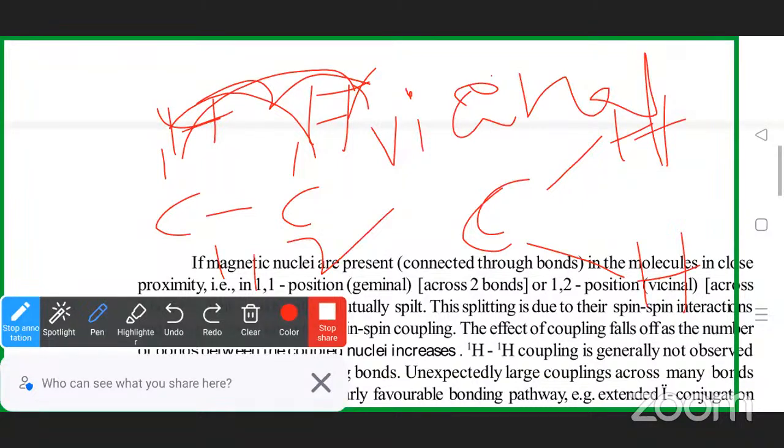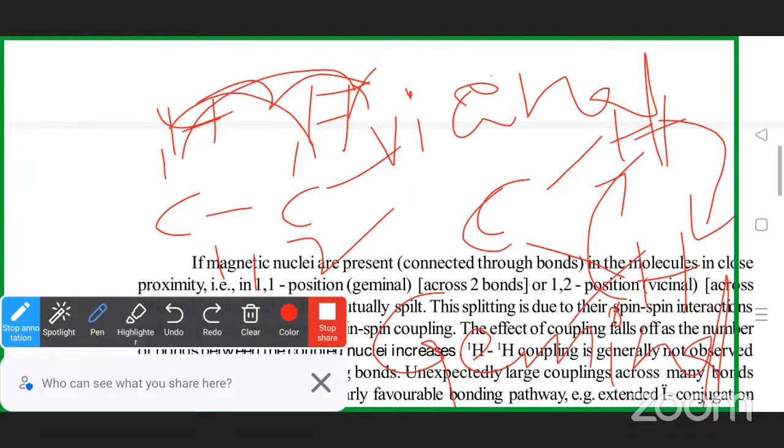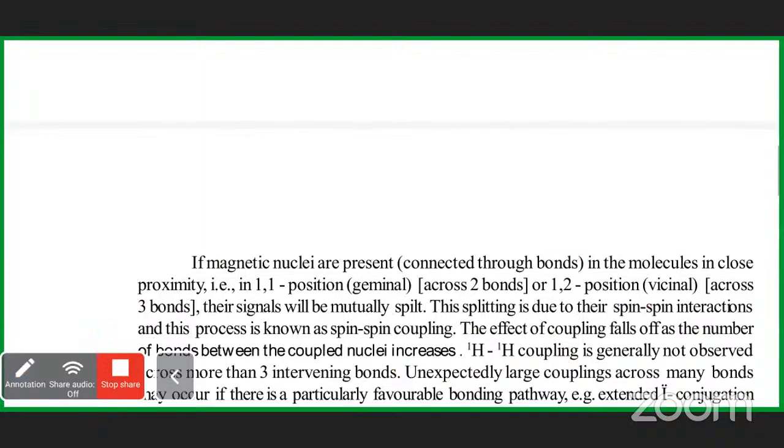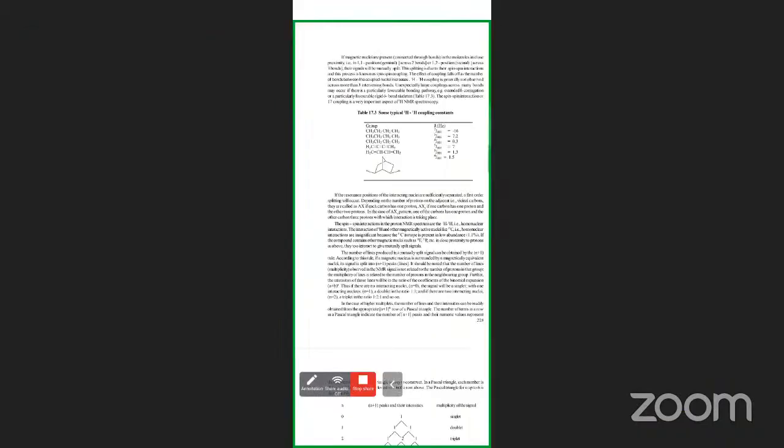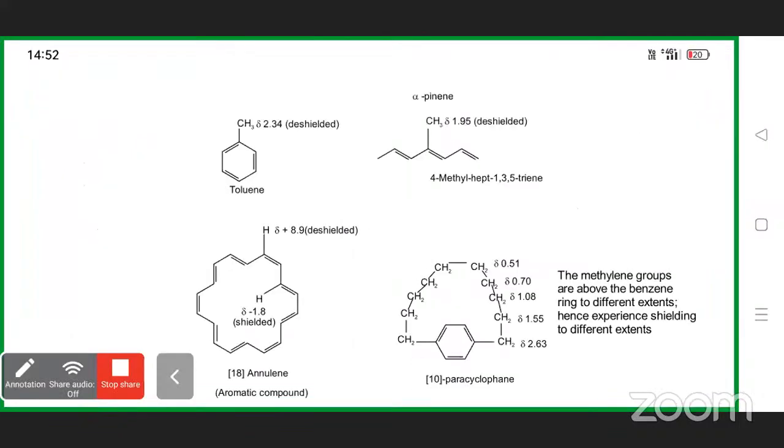When the two protons are on the same carbon, this proton coupled with that one and that one with this, we call it geminal coupling. This is vicinal coupling, and this is geminal coupling. There is also allylic coupling, the 1-3 coupling. These are some types of spin coupling, and spin coupling is a very important topic in this spectroscopy.